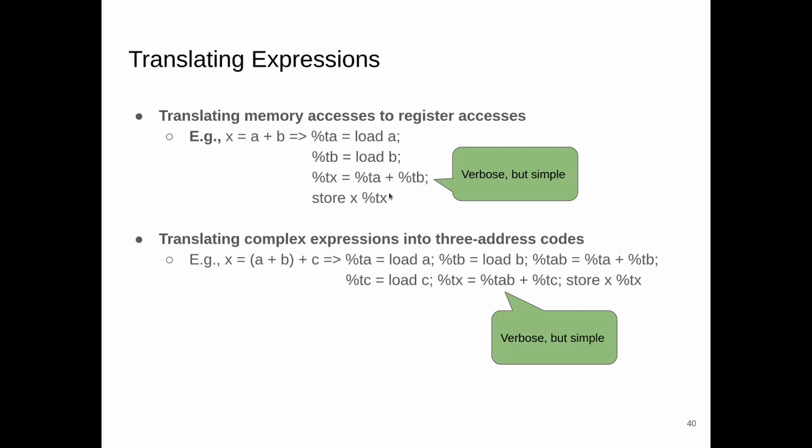We perform this addition and then store the result of this addition into a temporary register that is containing the value of x, and then store this value into the memory location x. Okay, so as you can see, this is very verbose. One line of code is translated into 4 lines of code, but that's for simplicity. We can say that every line of this generated IR is simple, only doing one thing at a time.